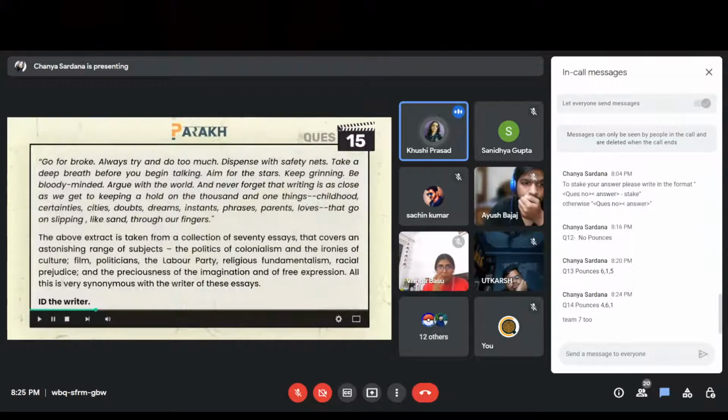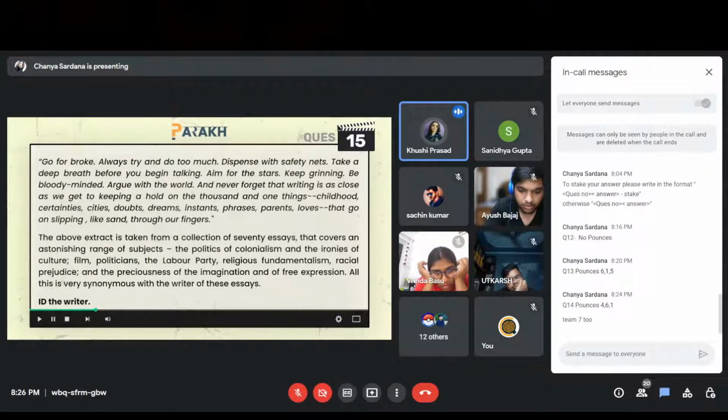Go for broke. Always try and do too much. Dispense with safety nets. Take a deep breath before you begin talking. Aim for the stars. Keep grinning. Be bloody-minded. Argue with the world. And never forget that writing is as close as we get to keeping a hold on the 1001 things, childhood, certainties, cities, doubts, dreams, instincts, praises, parents, loves that go on slipping like sand through our fingers.